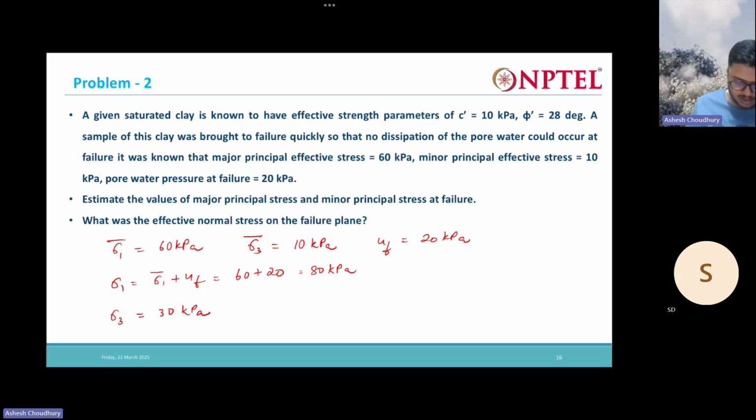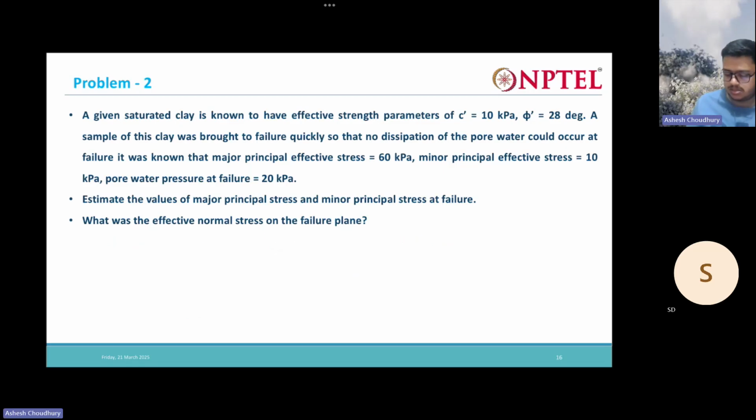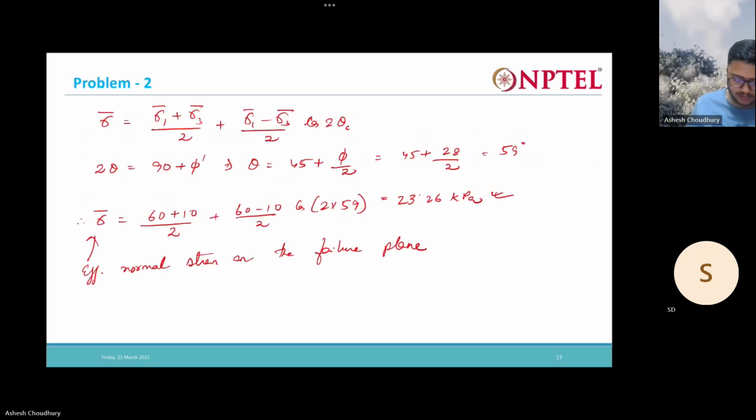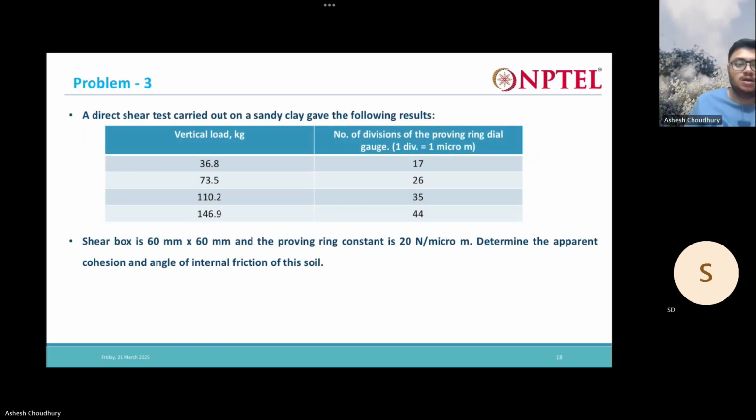All right, and the other, another problem, simple. A direct shear test carried out on a sandy clay gave the following results. Vertical load is given, and the number of divisions of the proving ring dial gauge. One division is equal to 1 micrometer. It's given. Shear box is 60 by 60 mm and the proving ring constant is 20 Newton per division. Determine the apparent cohesion and angle of internal friction of this soil.